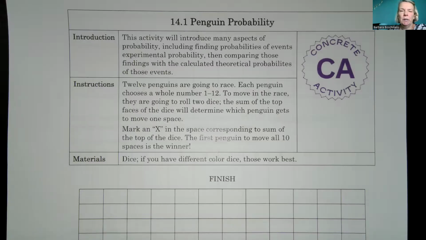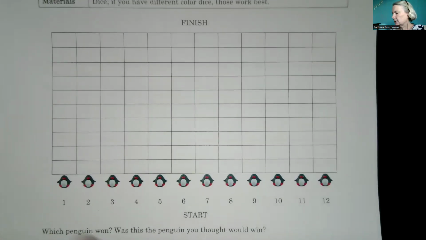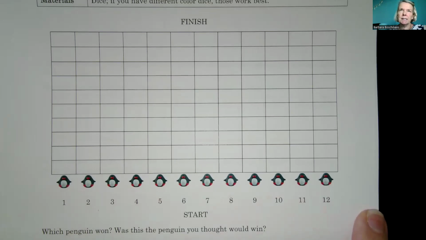Activity 14.1 is penguin probability. This is a great activity to do with students as an introduction to probability. What you'll need is some dice and this game board, and you want to ask your students to divide up the penguins in a group. So if there's just a pair of students, they would each get 6 penguins. If there are 3 students, they each get 4 penguins, and so forth.